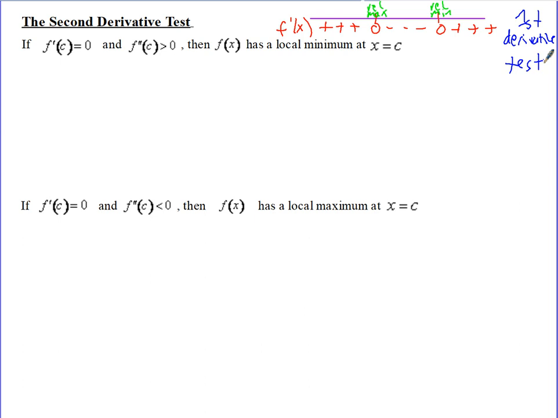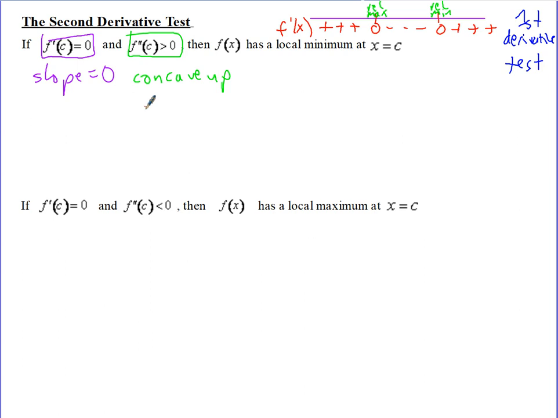But sometimes you don't have enough information to get a complete number line like this to figure out where your relative mins and maxes are. And oftentimes that happens on these implicit differentiation problems we've been going over. So let's see why this one works here. The second derivative test says if you know the first derivative equals 0, well, that's slope 0. You have a horizontal tangent line. And the second derivative is greater than 0 at some point c, that means it's concave up, shaped like a cup. Let's draw what that would look like.